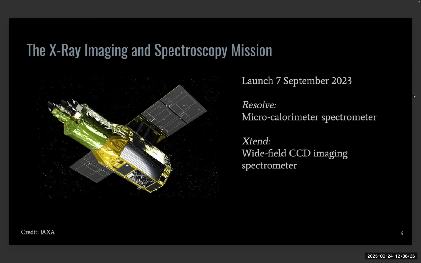So the X-ray Imaging and Spectroscopy Mission was successfully launched in September 2023. So we're a little over the second launch anniversary now, as the recovery mission for the ill-fated Hitomi satellite, and it carries two instruments. One is the Resolve instrument, the microcalorimeter spectrometer, and the second one is a CCD based imaging spectrometer that is very similar to the instrument that flew on Suzaku.